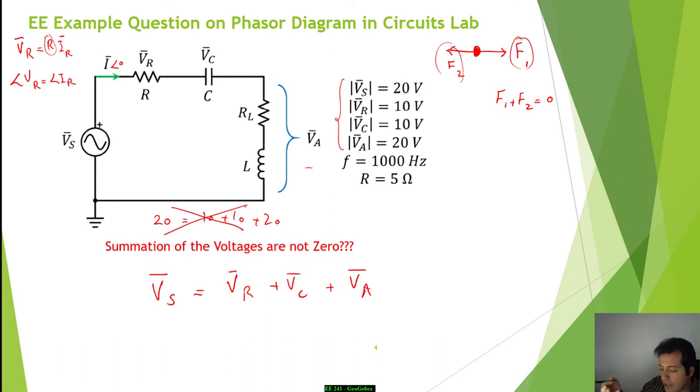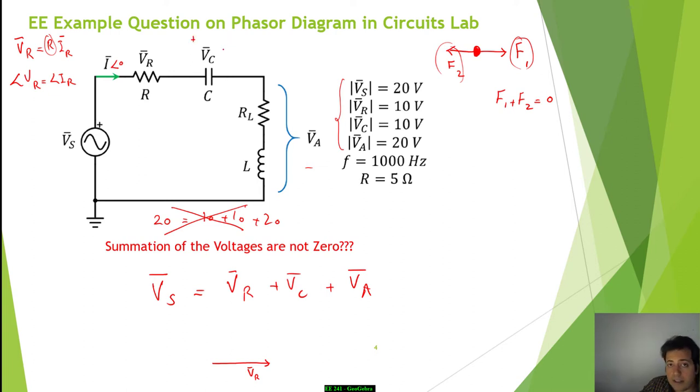So by that, you can just assume that your VR is your reference voltage. By that, I mean that its angle is zero. Okay. By reference, I mean I just arbitrarily consider that this voltage, this vector, is the vector whose angle is zero. Okay. Now I want to find out VC.